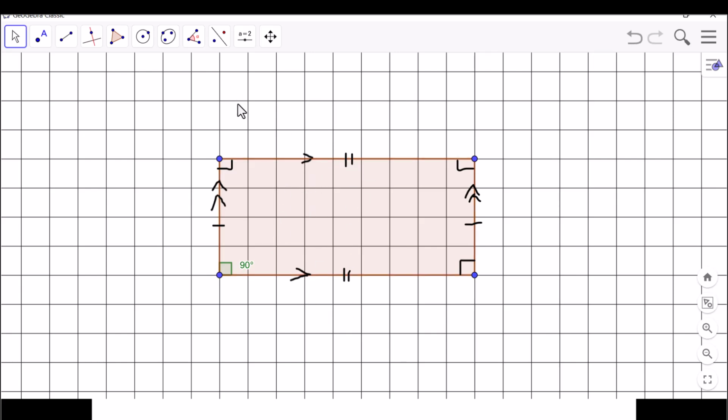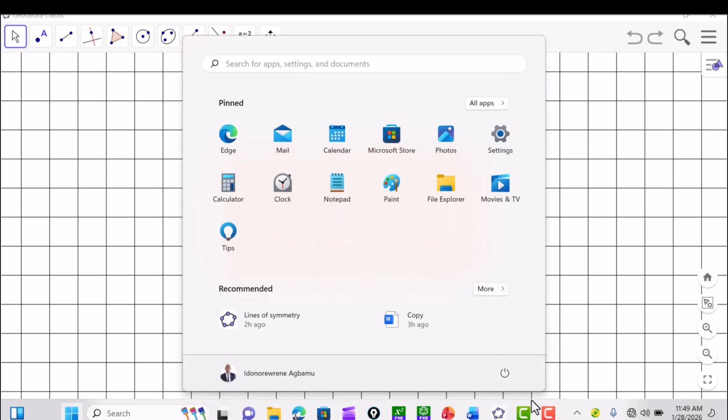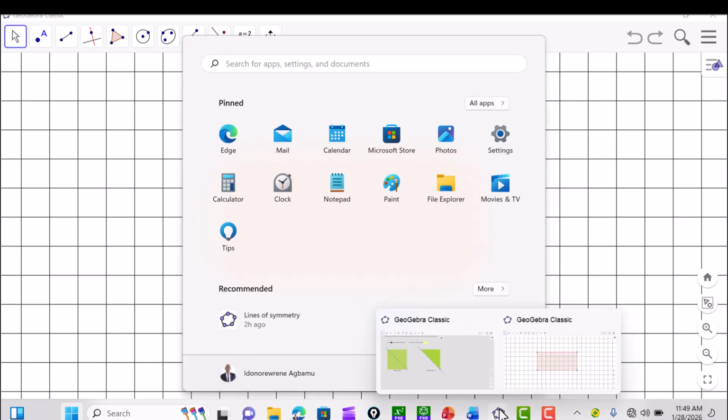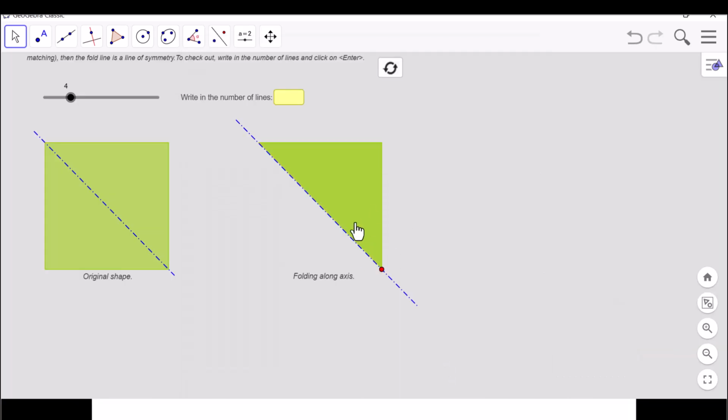So let's undo everything and move on. The other property that talks about lines of symmetry, how do you show that in your paper? Line of symmetry, we said, are lines that divide a plane shape into two equal parts such that one side is a mirror of the other side.